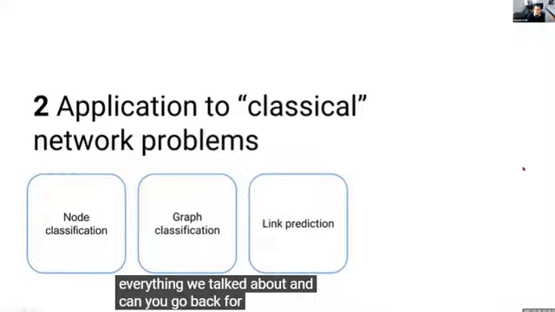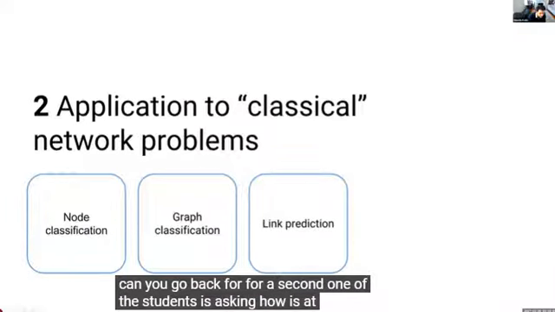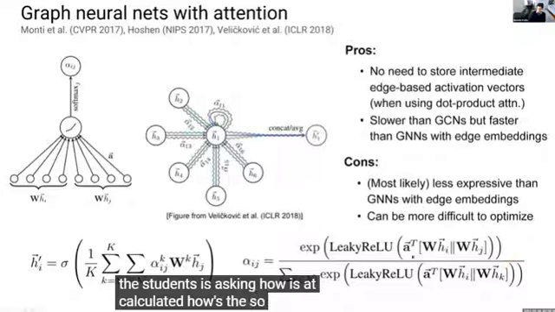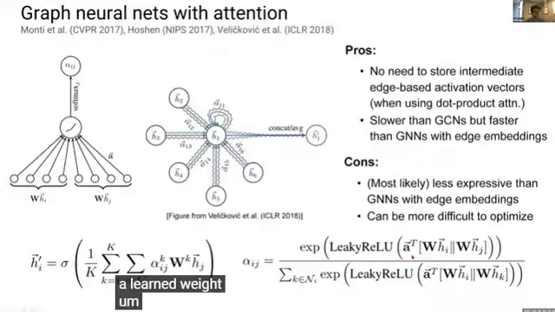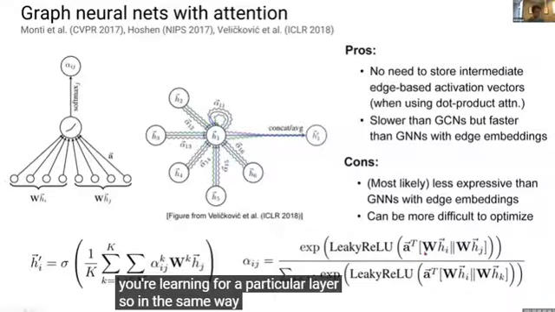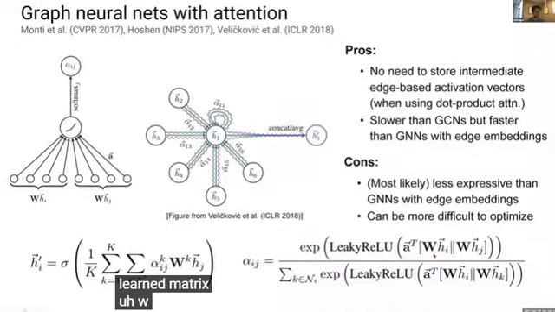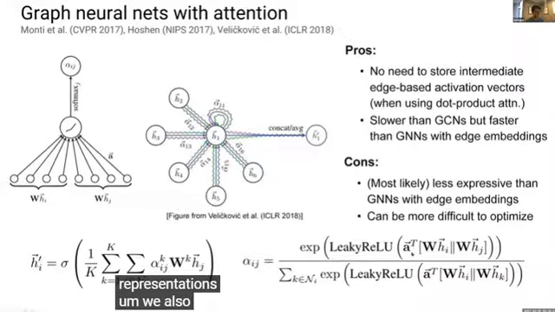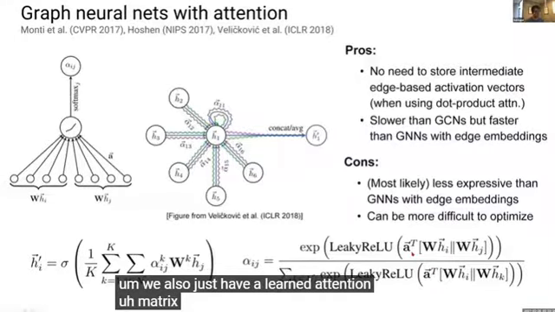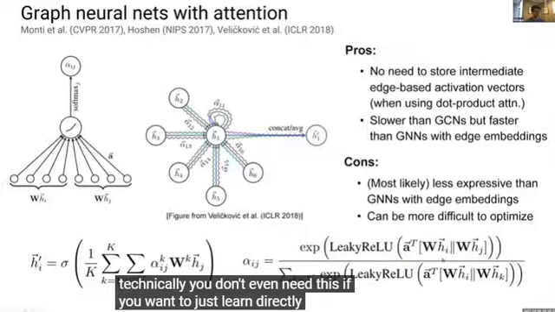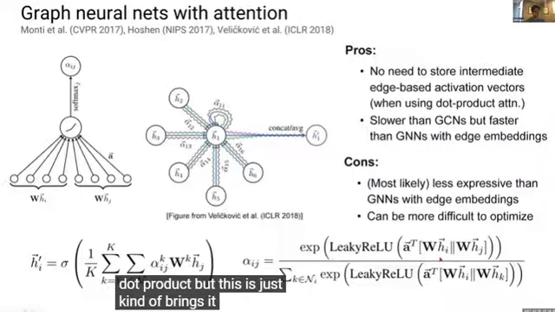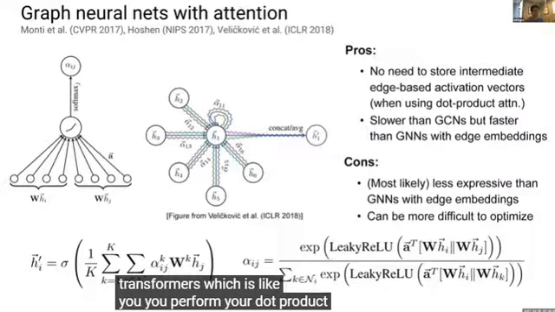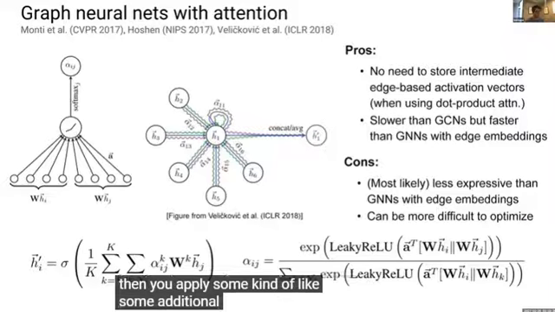Can you go back for a second? One of the students is asking, how is A^T calculated? So that's a learned weight. A is a vector that you're learning for a particular layer. In the same way, we have this learned matrix W, which is a D by D matrix projecting each of the hidden representations. We also just have a learned attention matrix. Technically, you don't even need this if you wanted to learn directly from a dot product, but it brings it closer to what we would be doing in transformers, where you perform your dot product and then apply some additional value.